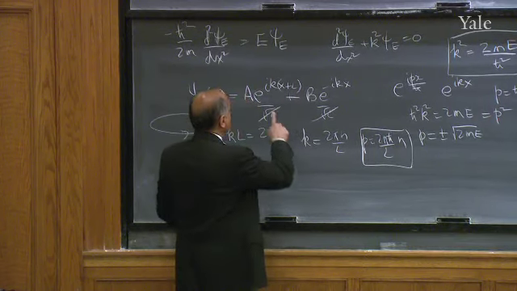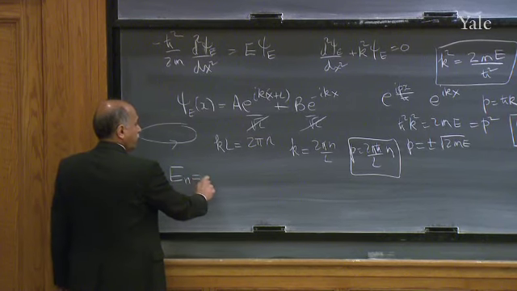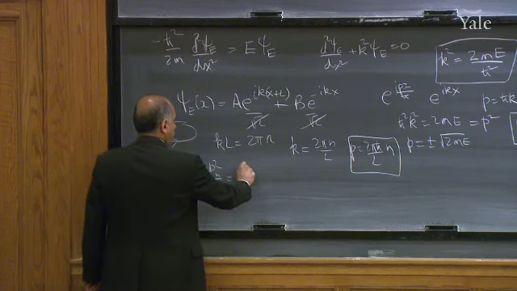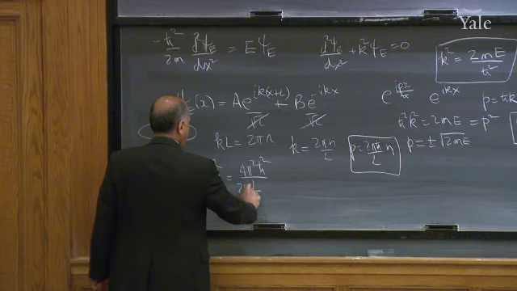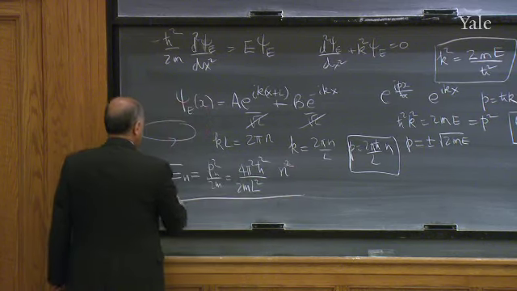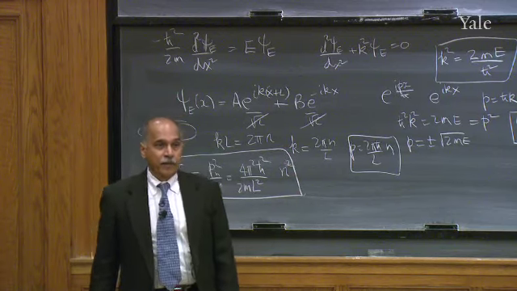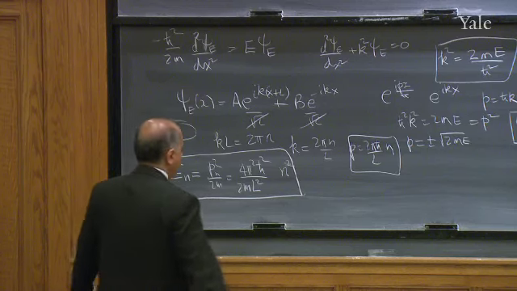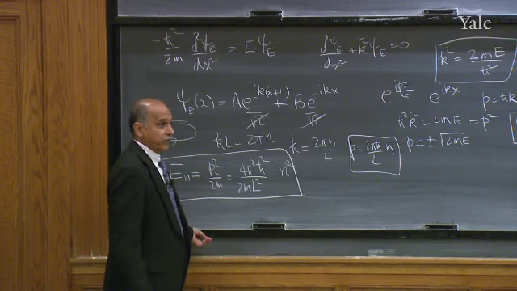So the allowed values of K or P are restricted in this way. The allowed values of energy then, which is P squared over 2m, are restricted to be 4 pi squared h bar squared over 2m L squared times an integer n squared. And this is a problem where energy is quantized. It's really quantized because momentum is quantized. And the energy in this simple example is simply P squared over 2m.